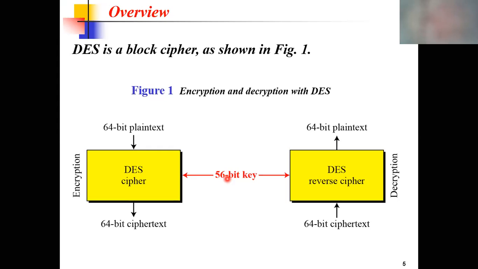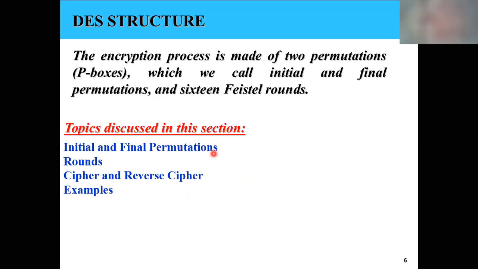What is actually going on in this black box of DES? In order to understand what is inside DES, basically the structure of DES, let us go further. The encryption procedure is made of two permutations, which we call the initial and final permutation, or in some books the final permutation is written as the inverse permutation, and it has 16 rounds.